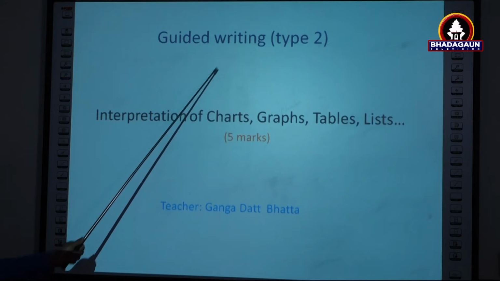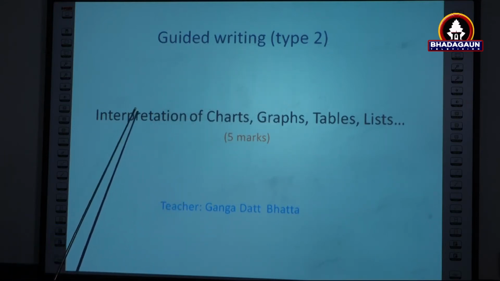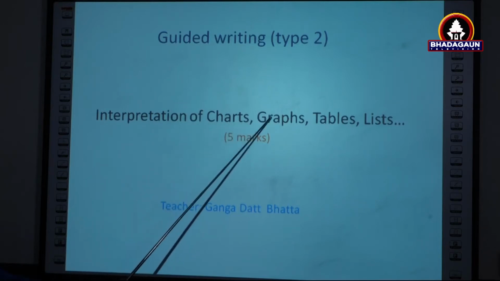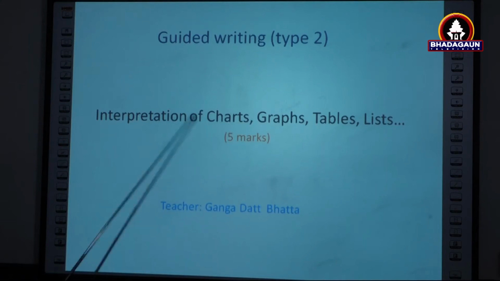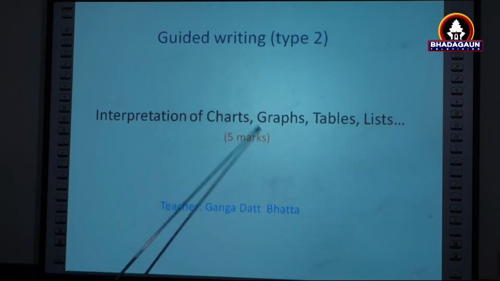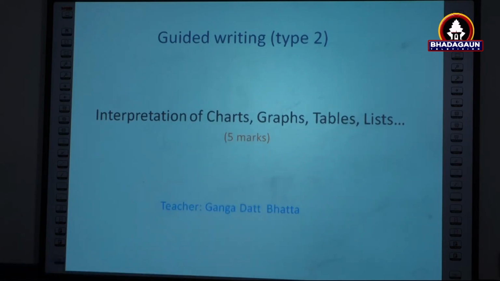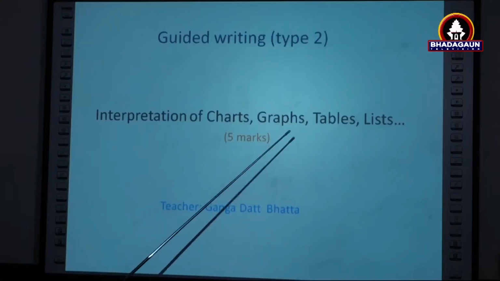So today we are going to discuss this guided writing type 2. Under this guided writing type 2, one of the topics is interpretation of charts, graphs, table, list, etc., which also contains 5 marks. This is also guided writing. Just chart, graph, table, list, picture will be given as a question and you have to interpret them. You have to describe, you have to write a short description observing those charts and graphs.